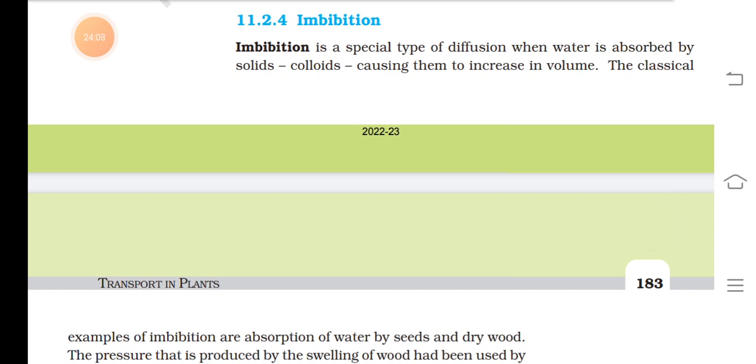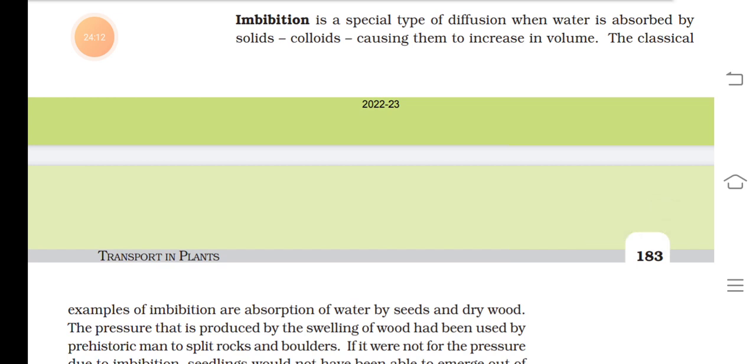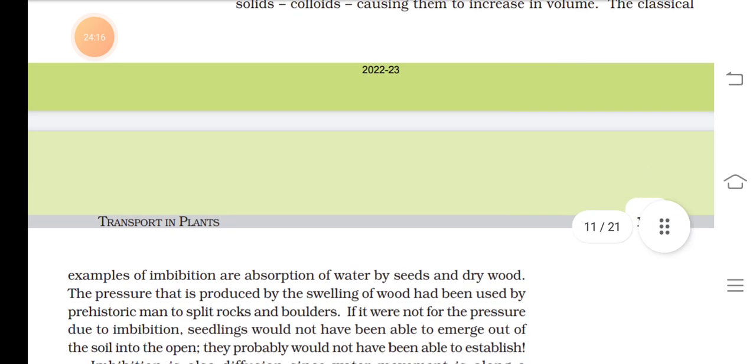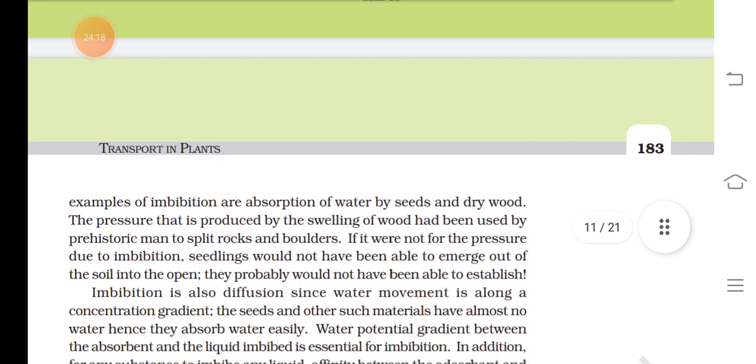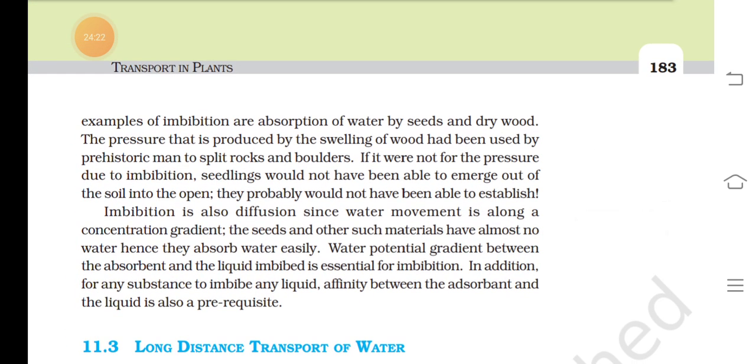11.2.4 Imbibition. Imbibition is a special type of diffusion when water is absorbed by solid colloids, causing them to increase in volume. The classical examples of imbibition are absorption of water by seeds and dry wood. The pressure that is produced by the swelling of wood had been used by prehistoric man to split rocks and boulders.